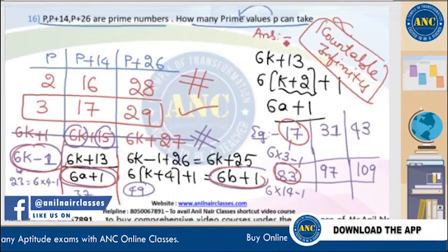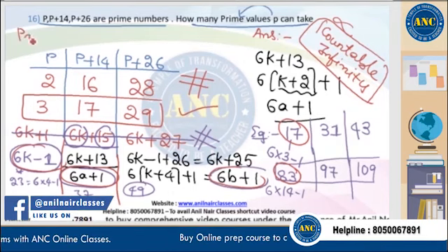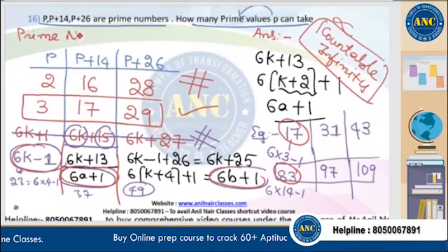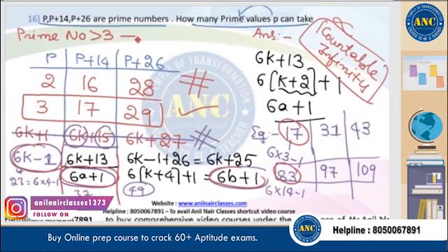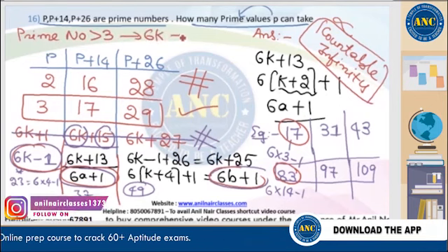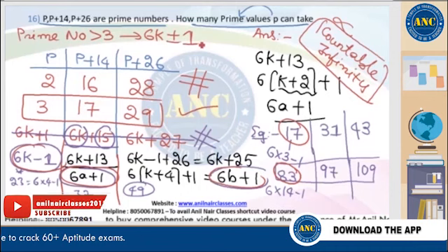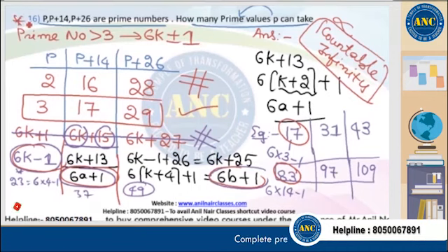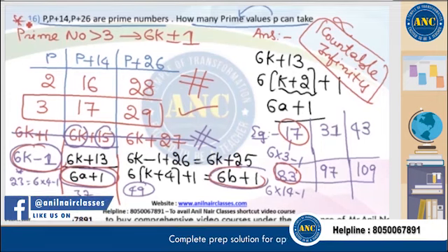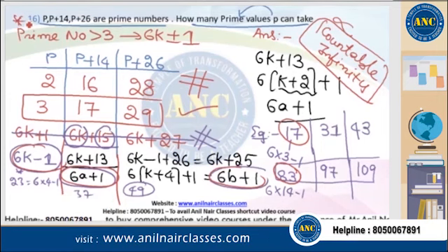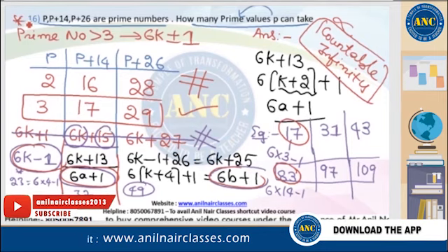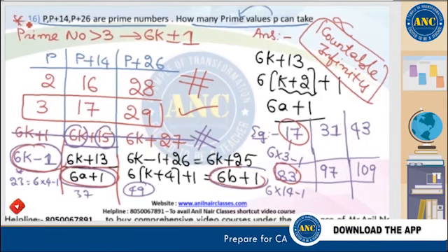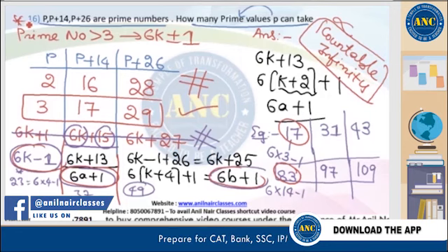What is the concept that I used in this question? Every prime number greater than 3 is of the form 6k plus or minus 1. This is the concept which I used. Yesterday I wrote the statement. Today I applied it in problems to check how many triplets are prime numbers. Two questions. I am sure it is clear to you.